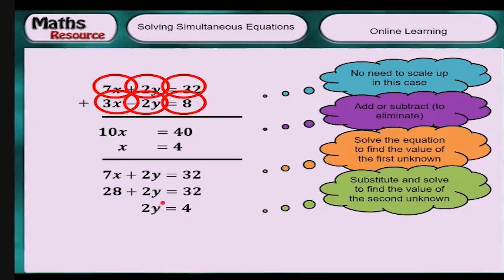Or another way of doing it is 2y. I want to get rid of the 2. So it's 2 times y. Divide by 2 this side, divide by 2 that side. So y equals 2.